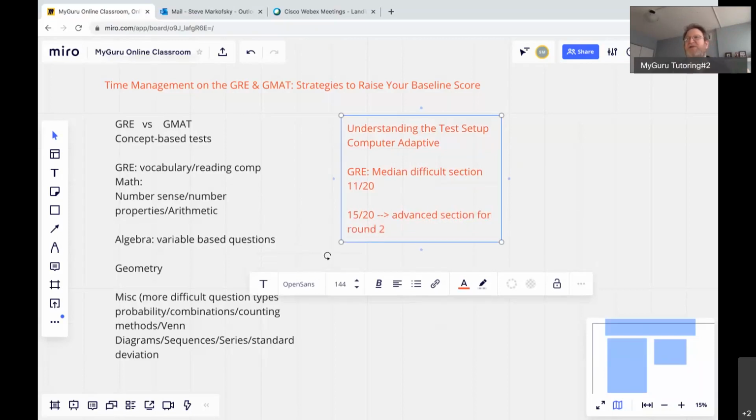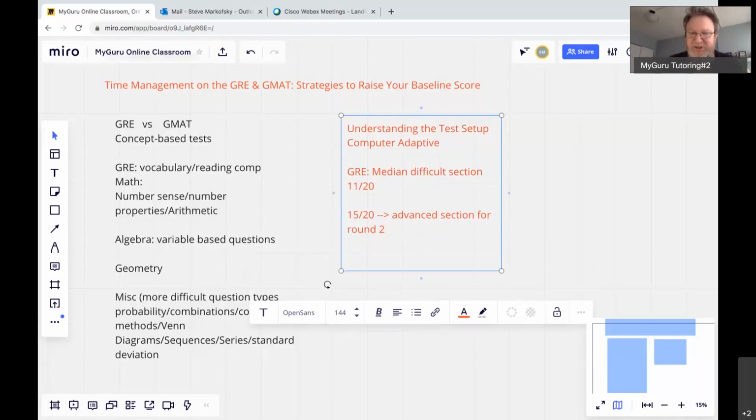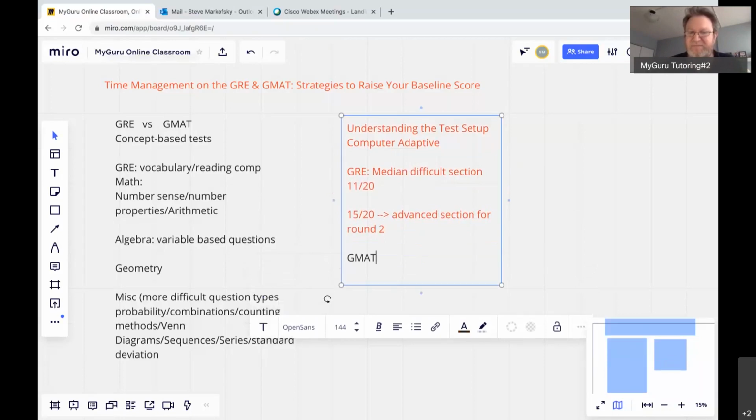Whereas if you only get something like a 5 out of 20, then you might get an easier section the next time around. For the GMAT, it's actually question specific. It's adapted by question. So the GMAT, unlike the GRE, is going to adapt the next question according to how you've done with the previous one.